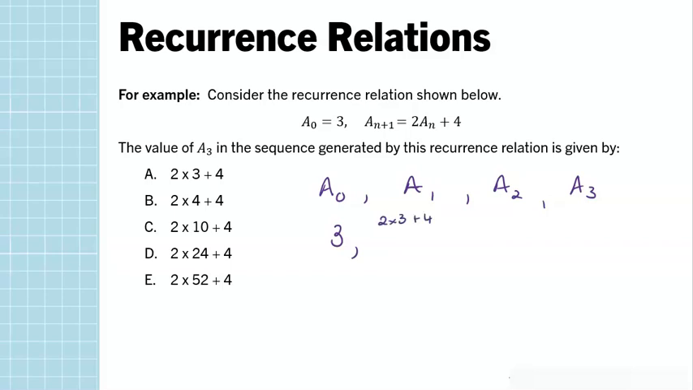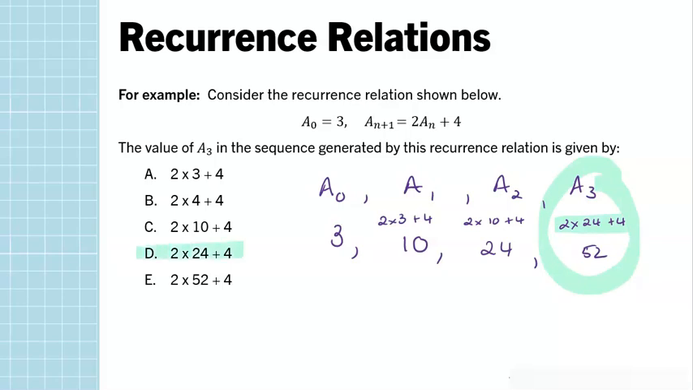plus 4, so 10. To get A2, we've got 2 times 10 plus 4, so 24, which means for A3, 2 times 24 plus 4, 52, but what we're concerned about is what was the calculation. So 2 times 24 plus 4 gives me D as the answer.